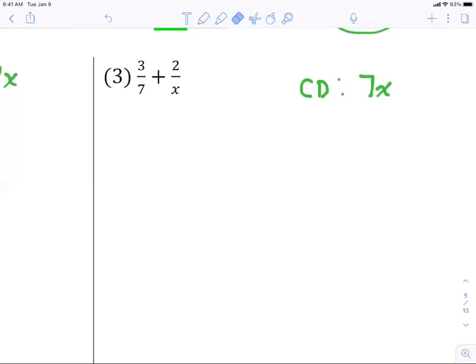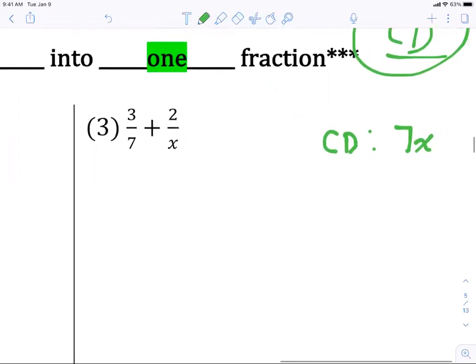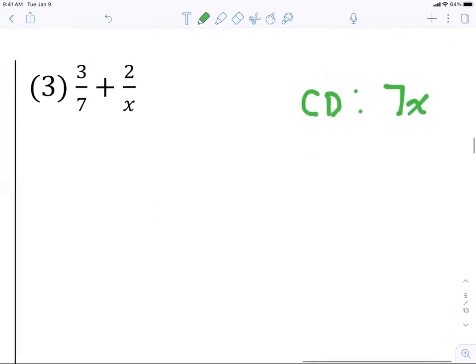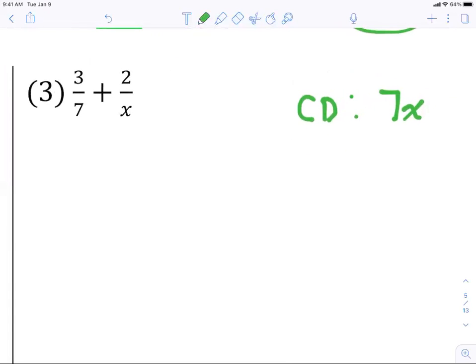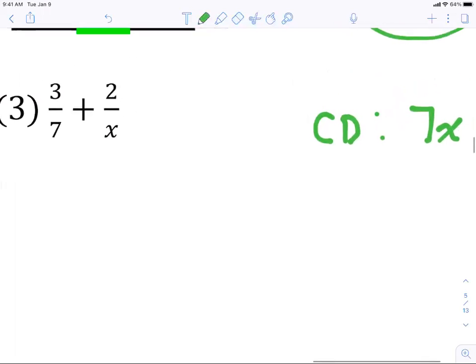Now, you're going to see where that comes into play in just a moment. But how we go about doing this, if 7x is my common denominator, that's the goal for what's going to be on the bottom. Now, in order for you to combine those fractions as one though, we have an intermediate step that we have to add because both of these terms right now don't have that denominator. So what we do is we multiply by what it's missing. Since this 7 is missing an x, we multiply it by x.